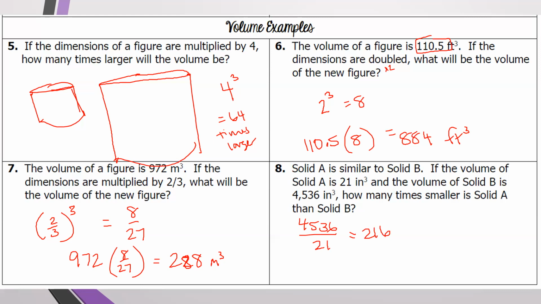But we want to know, that's the change in the volume. How many times am I multiplying the dimensions by? So if this is what A cubed was, that's what I multiplied by, and take the cube root of both sides now. So the cube root of 216 is 6. So we multiplied all of those dimensions by 6, but really it was 6 times smaller.